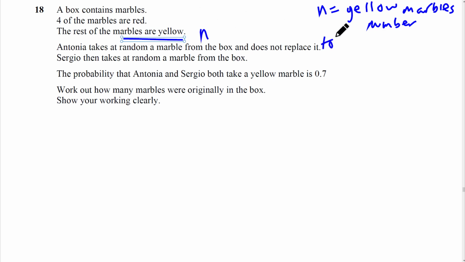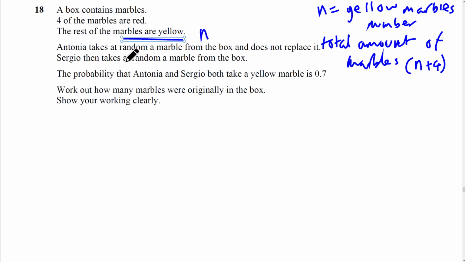So if you think about it, the total amount of marbles is going to be n plus the 4 red ones. That's a key point. Antonia takes at random a marble from the box and does not replace it. Sergio then takes a marble at random from the box. The probability that Antonia and Sergio both take a yellow marble is 0.7. So if we were to draw a tree, what's the probability of picking yellow first? P of yellow is n, the number of yellow marbles, over the total number of marbles, which is n plus 4. Red is going to be 4 over n plus 4.